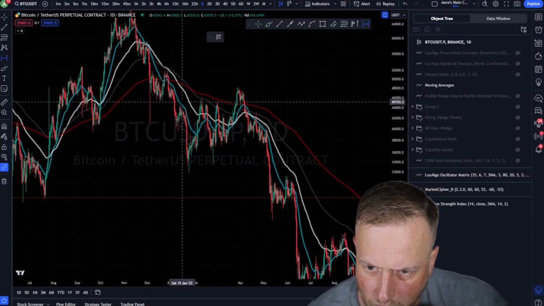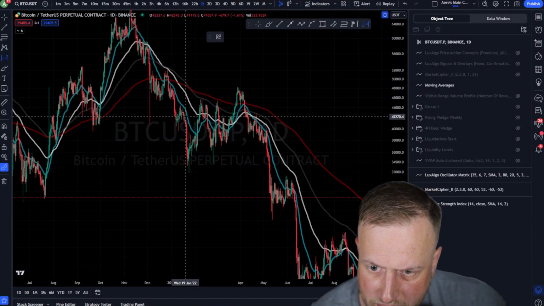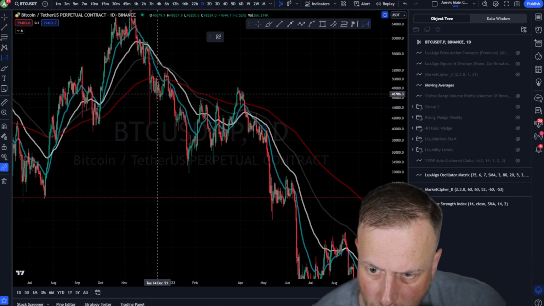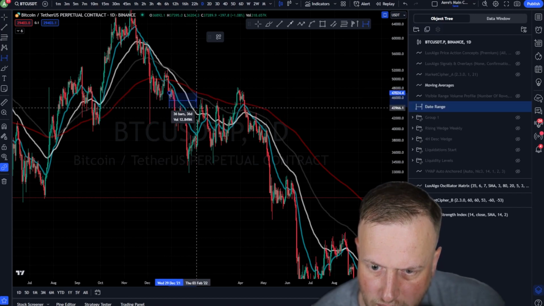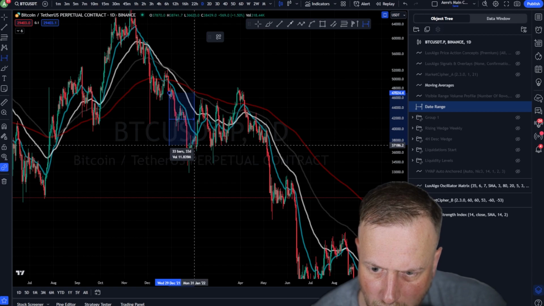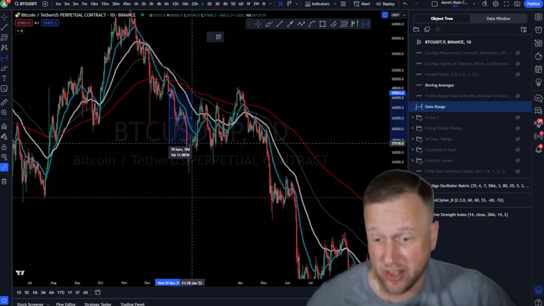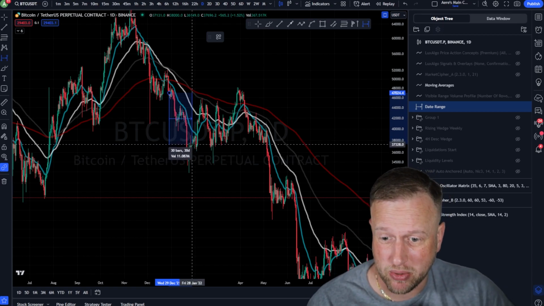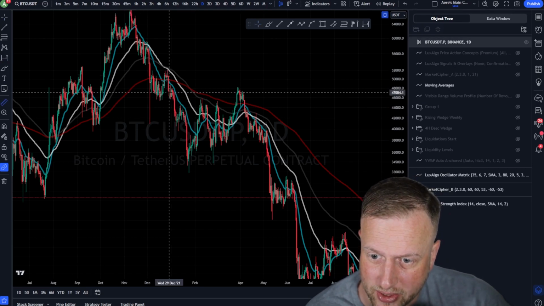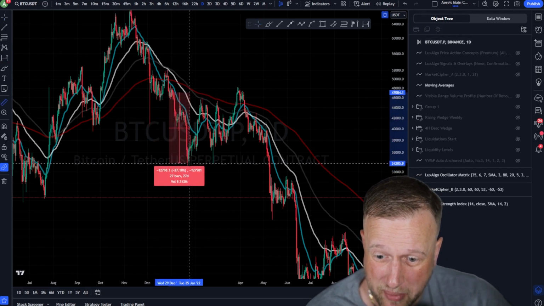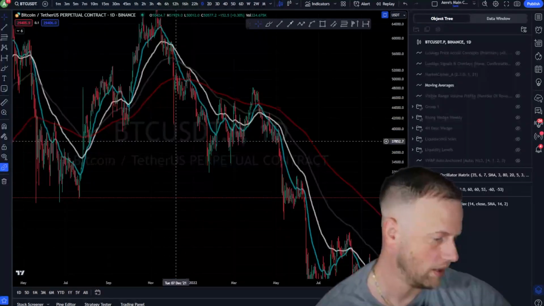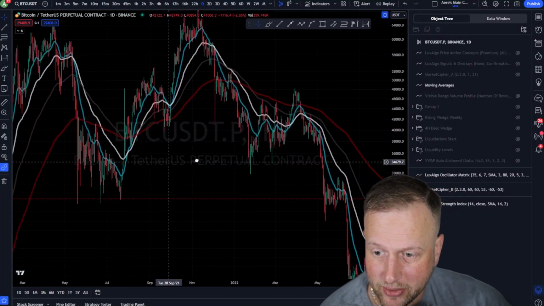So cross below right here. Let's just say you entered when they all crossed below, which was right here. You would have been in this for, I mean, this was like a 30 day play right here. And your profits, I mean, that's 27%. And just to backtest this on the daily.